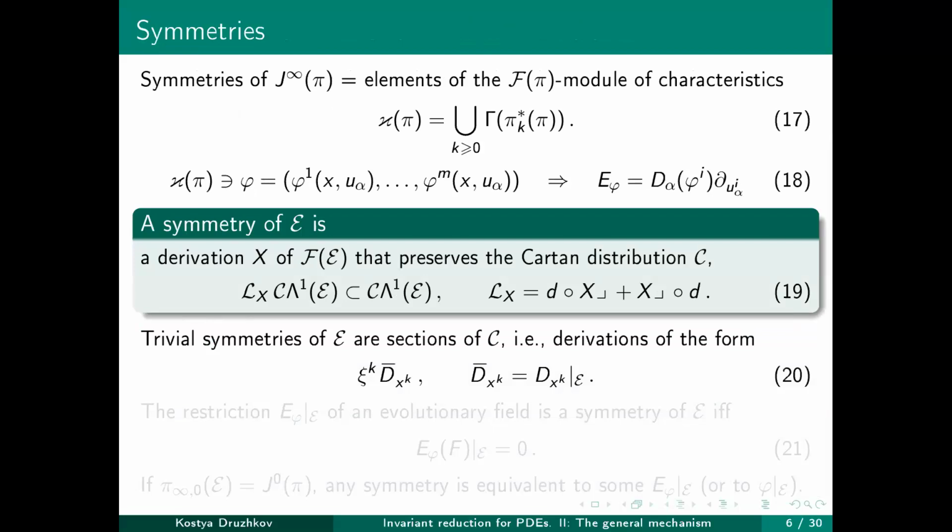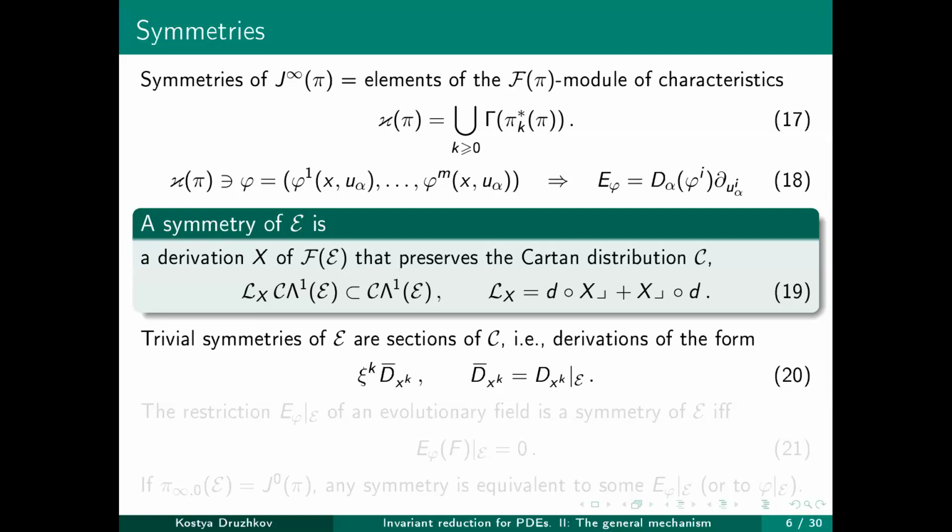So we just simply take pullbacks of sections of finite order jets, using finite order projections from finite order jets to the base, and consider their sections and consider their union. Of course, this notation is a bit informal. More formally, we can discuss something like direct limits, or we can describe how we can interpret such sections of finite order pullbacks in terms of sections over the infinite jets and so on, but I hope that it's more or less clear what it means. So basically, characteristics of symmetries are just sections of some finite order pullbacks.